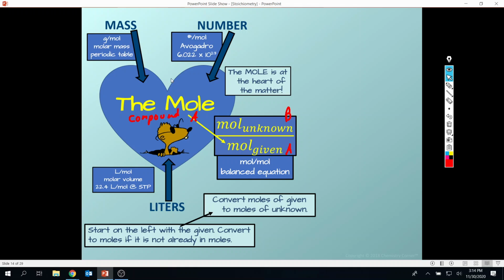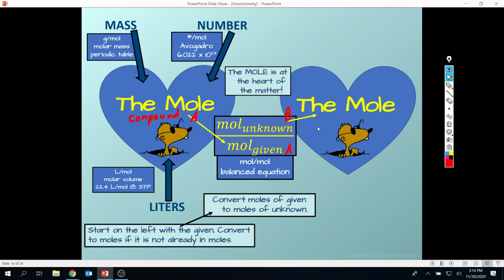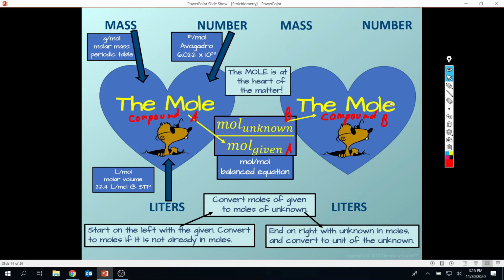then we would use our mole ratio from our balanced equation. Whatever we were given, we would convert to moles. Then we use our balanced equation to convert from moles of A to moles of B. And then we take compound B and convert backwards to whatever we were asked to solve for. Maybe it was mass, or maybe particles, or maybe liters.